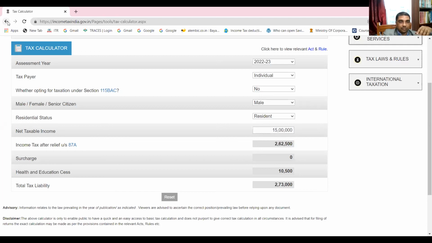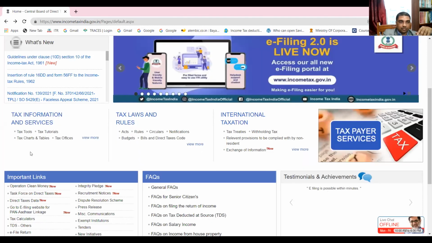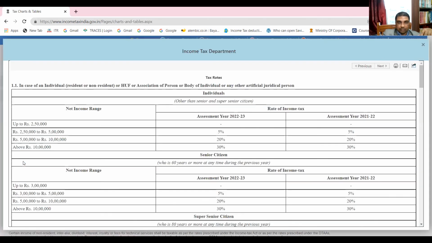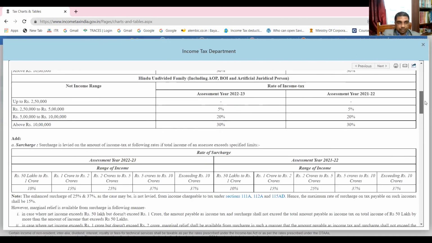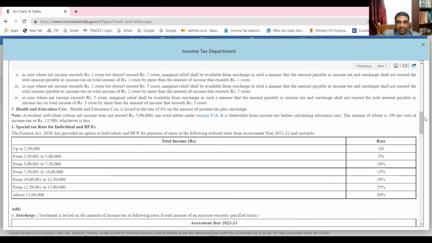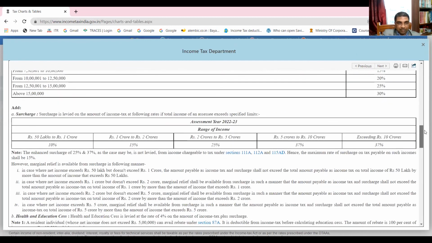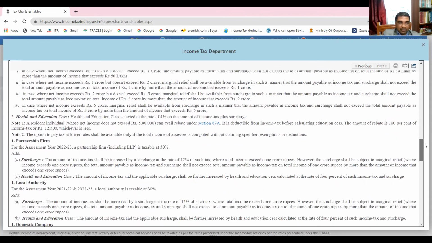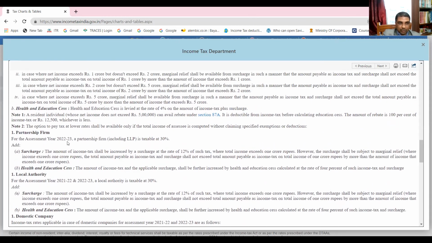Now, just have a look at this tax chart once again. This is the individual tax rate I had shown you. Special rates for individuals, that's what I'm talking about. This new rate is from assessment year 21-22 onwards. This new rate is applicable. Surcharge we have seen for individuals. Now you see the partnership firm. For assessment year 22-23, the rate for firms including LLP is 30%. Surcharge is 12%. Health and education cess is applicable.